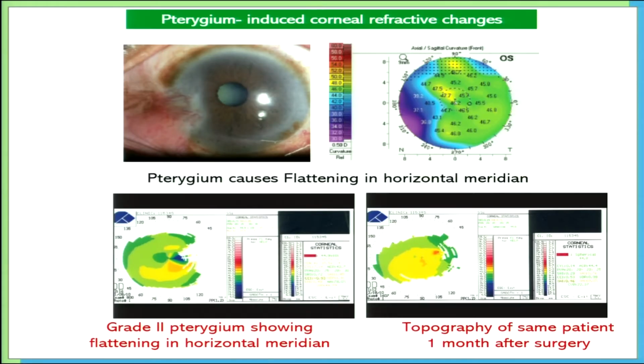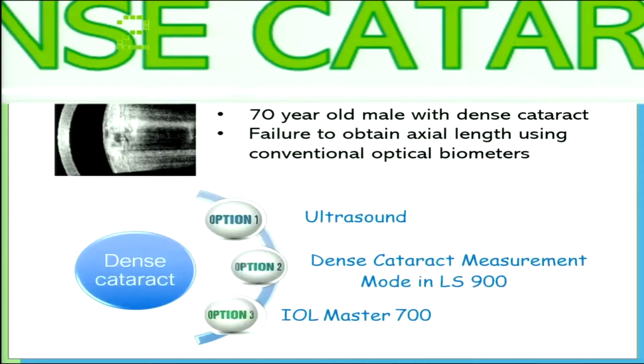So here is a pterygium case, where grade 1 and atrophic non-progressive pterygiums can be operated in the first go. However, a grade 2 or larger pterygium needs a stepwise approach. Pterygium causes flattening in the horizontal meridian, and if it is affecting the astigmatism, it is better to operate a month prior to the cataract surgery.